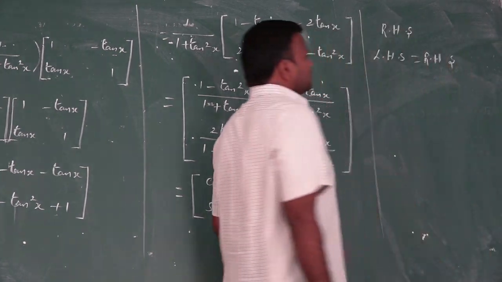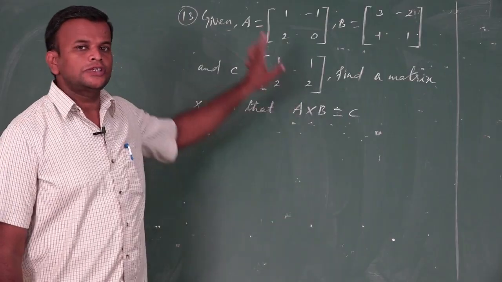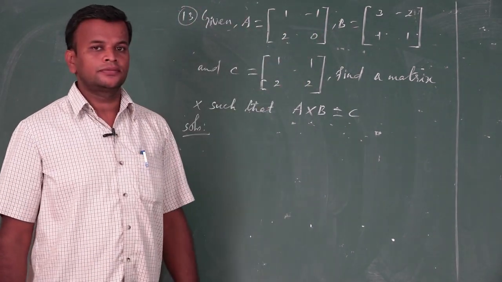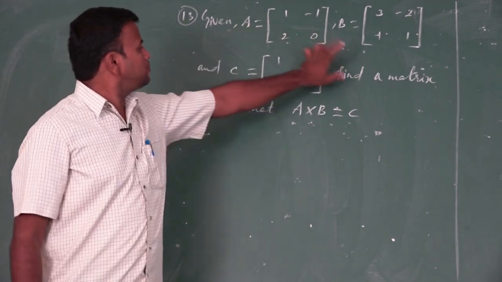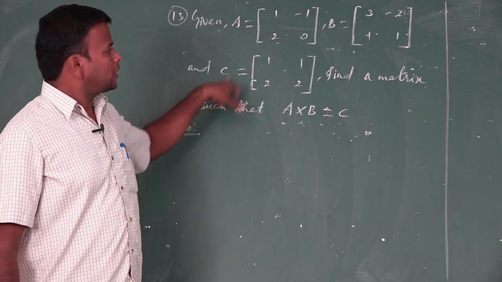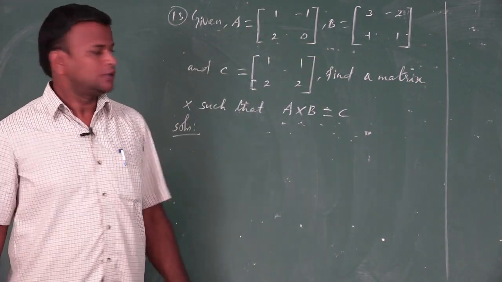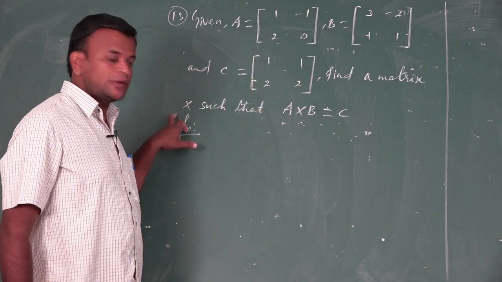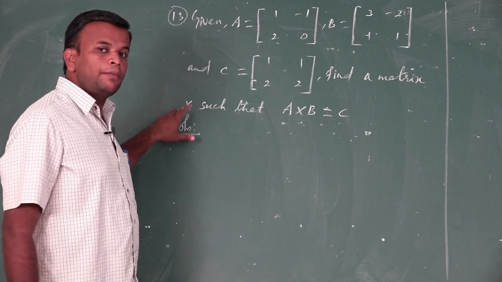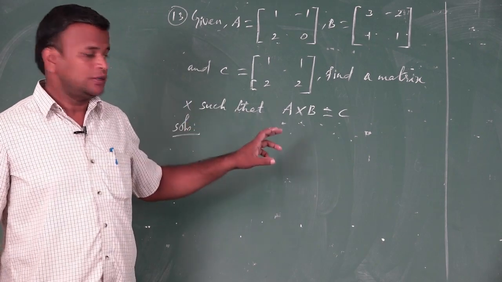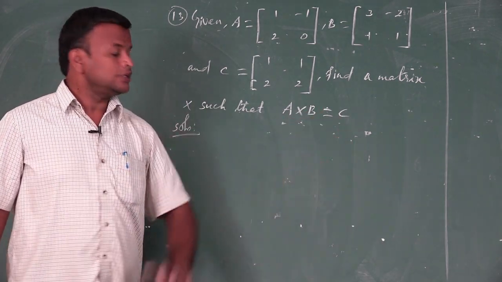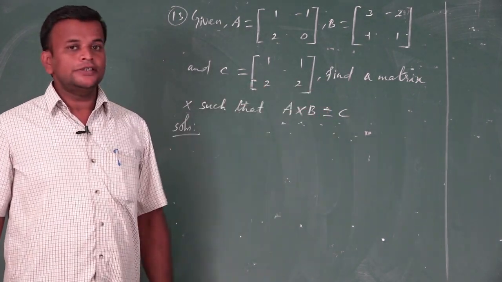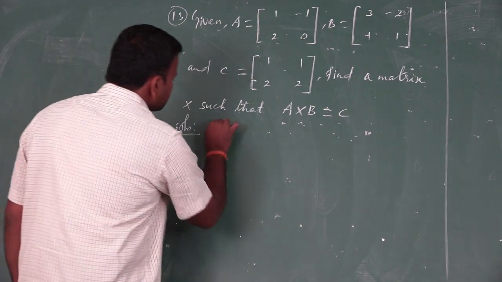We come to the next question, which is 13. There will be 3 matrices given. The matrices are named A, B and C. All are 2 by 2 matrices. 3 matrices are given. Our question is to find a matrix X, which satisfies one condition: AXB is equal to C. Okay, AXB is equal to C. So what is given first of all?